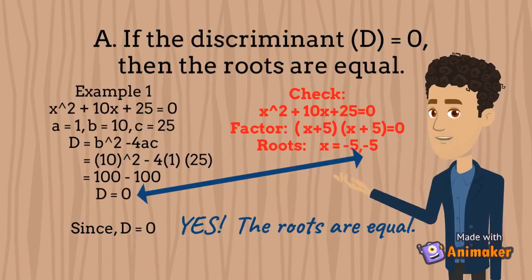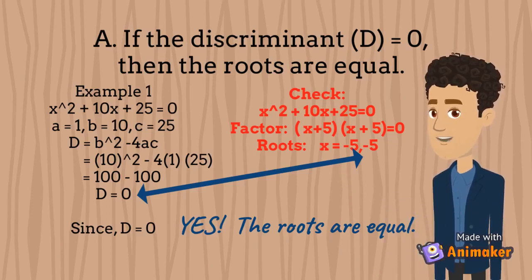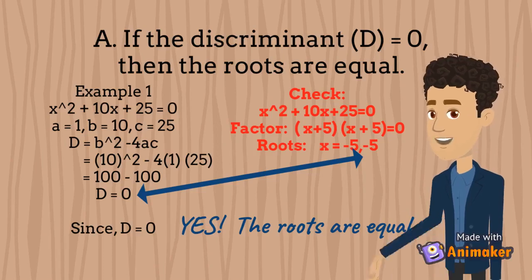A. If the discriminant d equals 0, then the roots are equal. Example 1. x squared plus 10x plus 25 equals 0. The value of a equals 1, b equals 10, c equals 25. Using the formula of the discriminant, d equals b squared minus 4ac equals 10 squared minus 4 times 1 times 25 equals 100 minus 100. d equals 0.